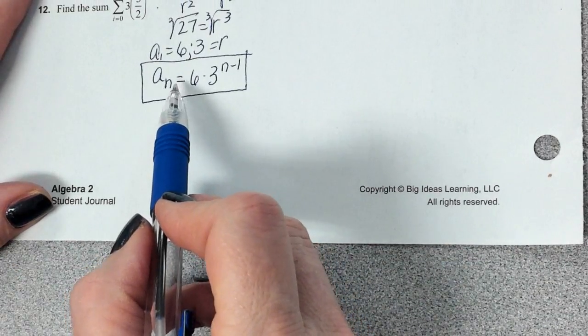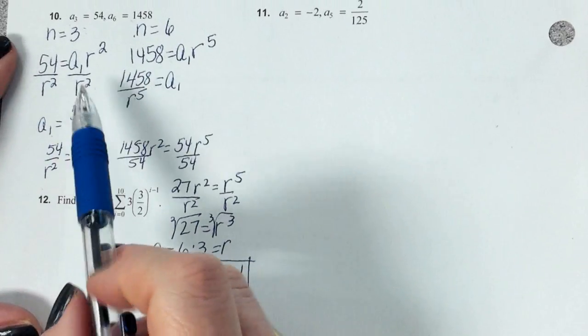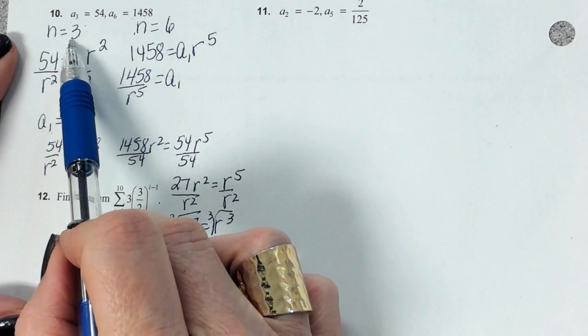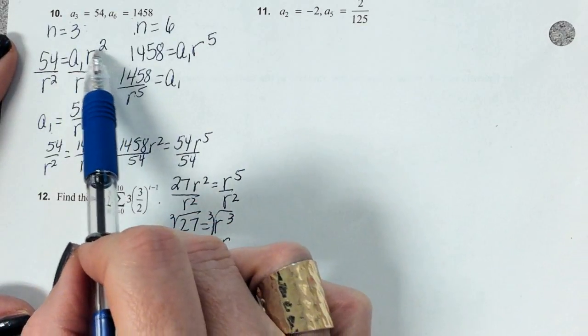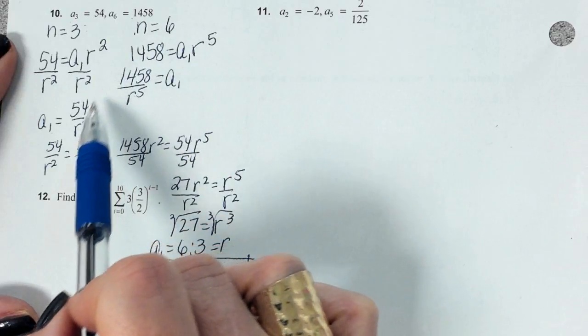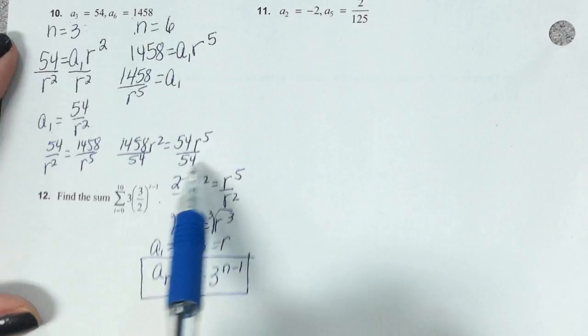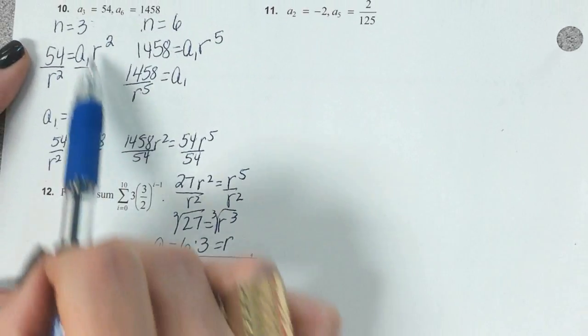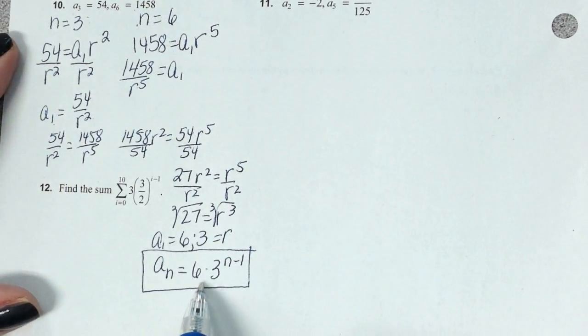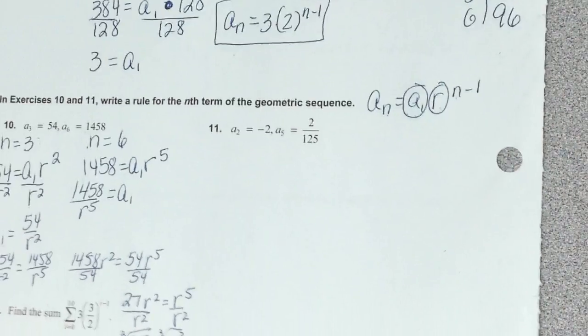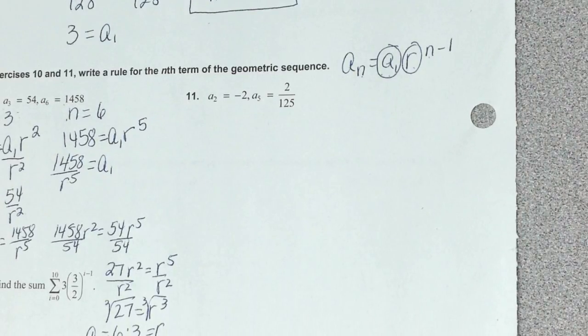Kind of tough, but this is what we did again. We set it up for when n is 3 and n is 6, substituted in, solved each of them for a sub 1, set them equal to each other, solved for r, plugged that back in so that we could find out what the a sub 1 was. Okay? Questions? All right, I want you guys to try number 11. The first 3 people to get it right, I'll give you an extra point.